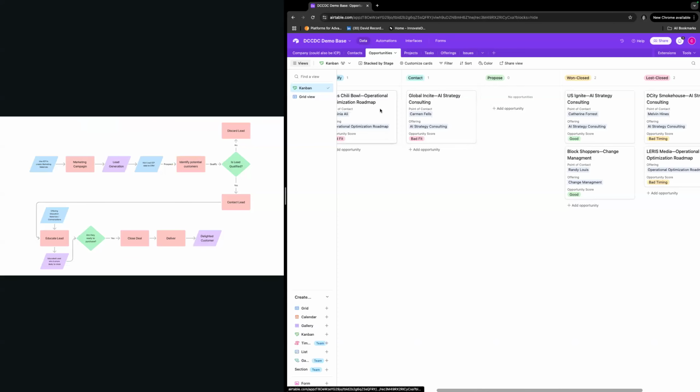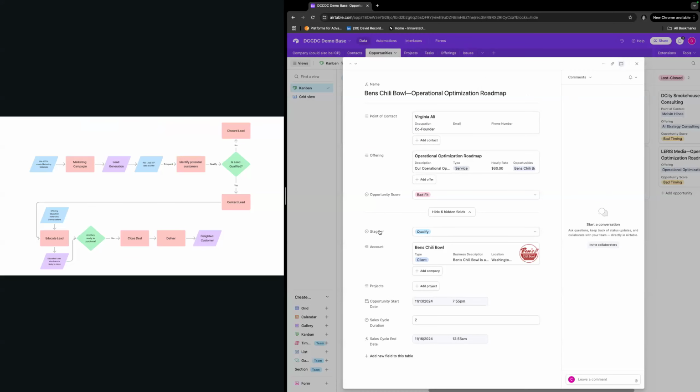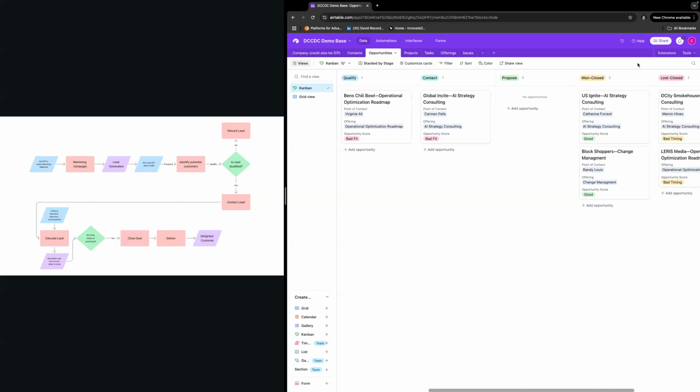If I zoom in here, I can see that this one is in the qualified stage, but I scored the opportunity as a bad fit. They didn't fit my ICP really well, and it's not really great timing. That can give us some insights into whether we should move forward with them or not. If it's a bad fit, the way you're scoring that out, it's probably not a good idea to spend a lot of time with them. So is it a qualified lead? If not, bye. If it's a qualified lead, yay.